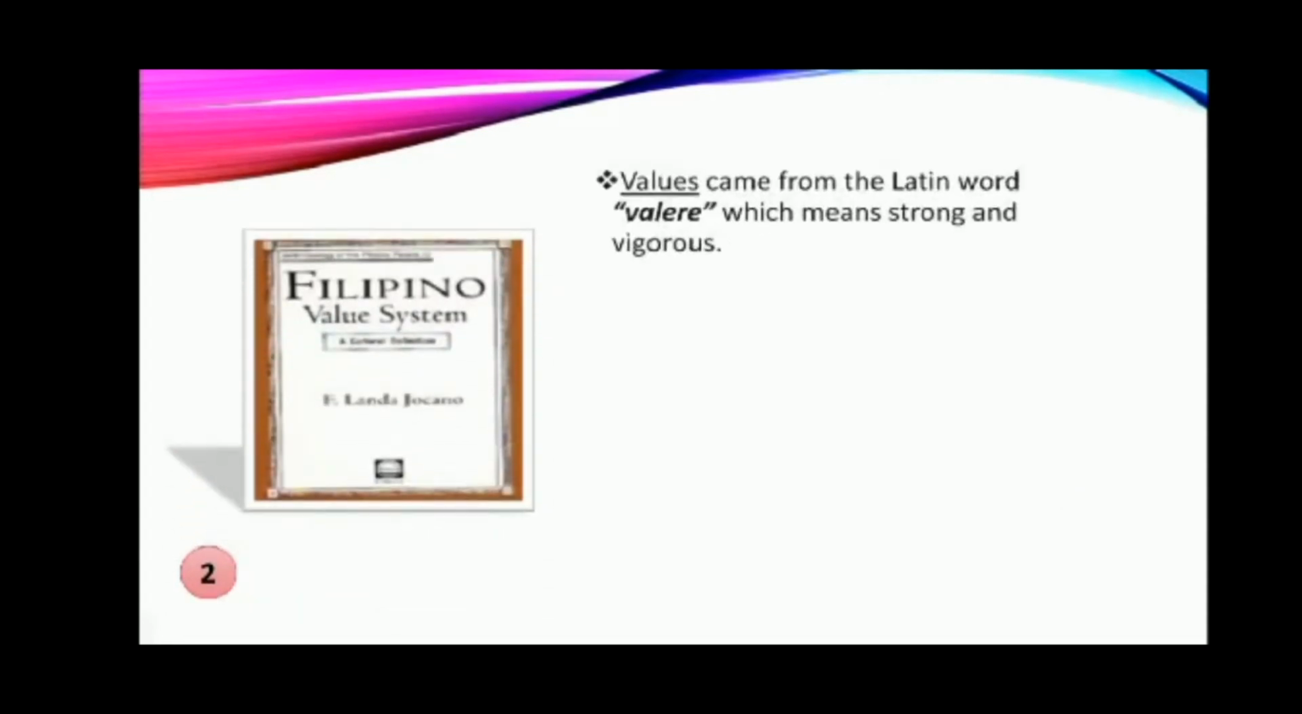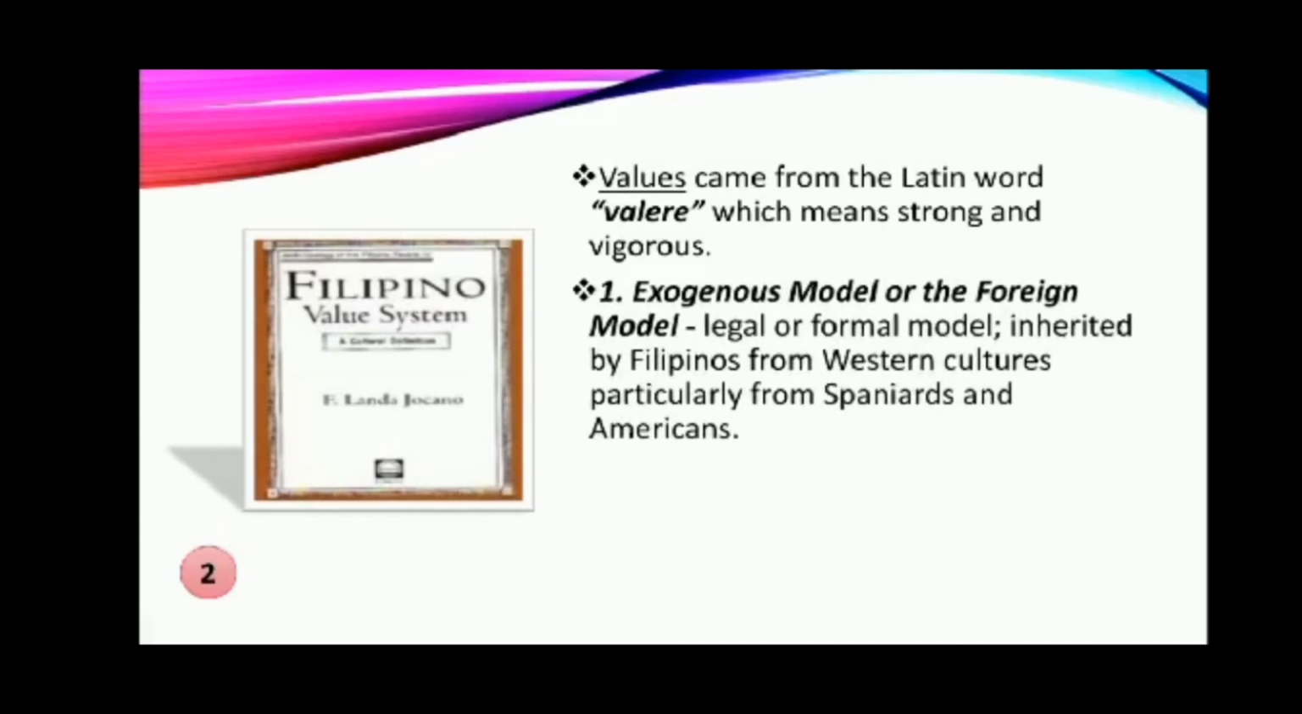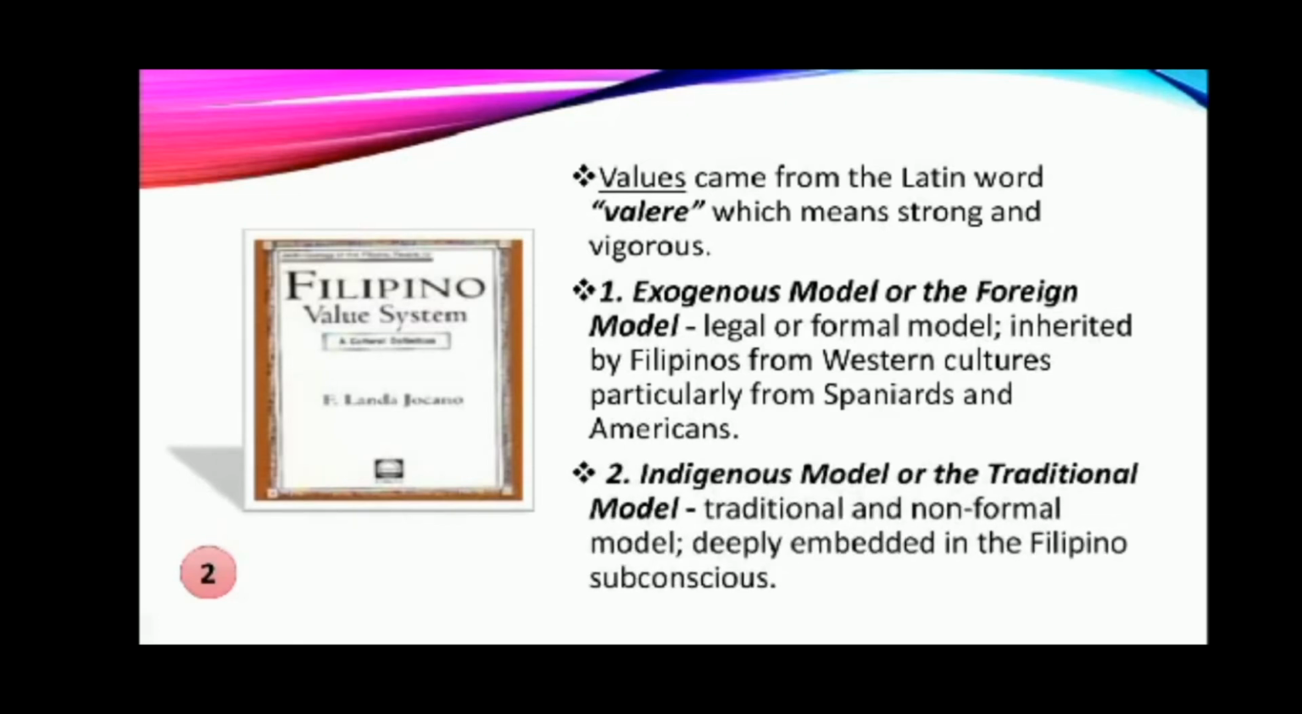Second one is the Filipino value system. Values came from the Latin word valor, which means strong and vigorous. According to F. Landa Jocano, there are two models of the Filipino value system. Number 1, the exogenous model or the foreign model, a legal or formal model inherited by Filipinos from Western cultures, particularly from Spaniards and Americans. The second one is the indigenous model or the traditional model, a traditional and informal model deeply embedded in the Filipino subconscious.